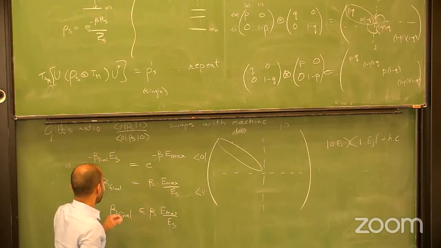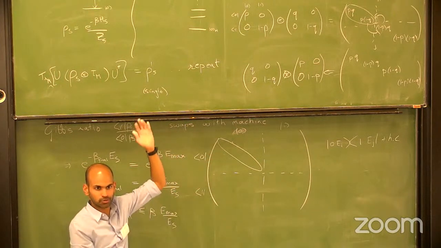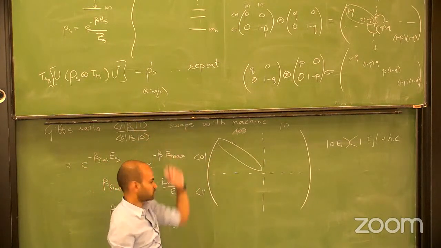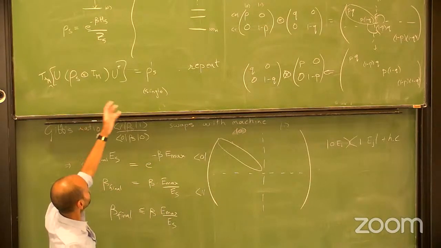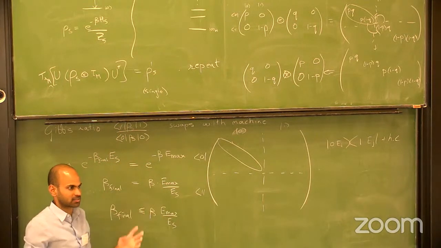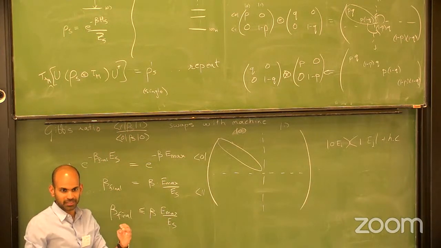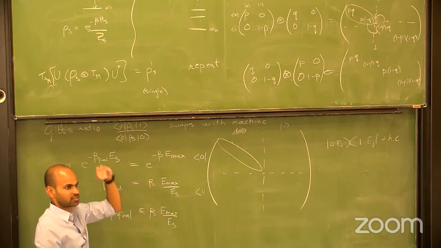And the greatest effect is, of course, when you swap the ground with the excited, the biggest subspace of the machine. So in other words, the bound of how cold you can get this qubit to be is actually determined not by any of the complicated structure of the machine, but simply by the gap between the initial and the final state, the minimal energy and the maximal energy.